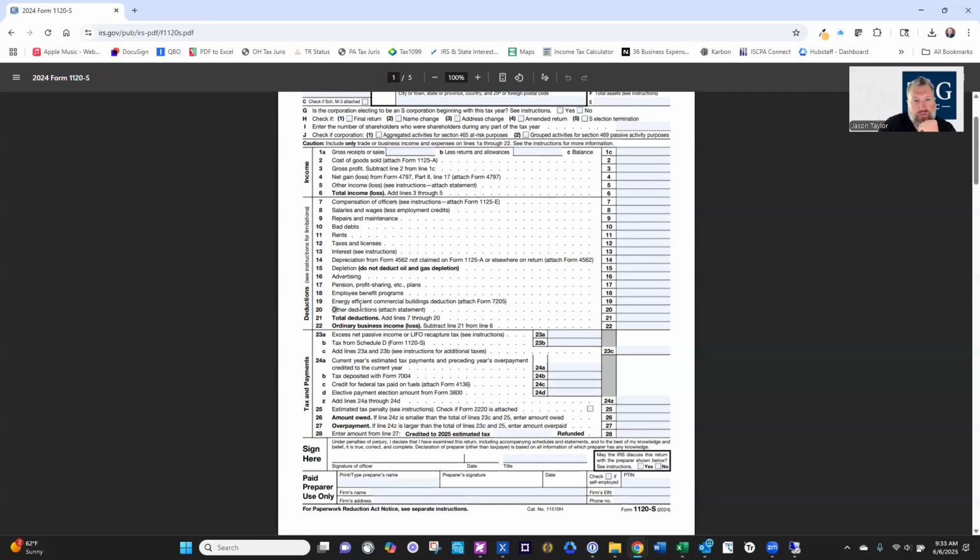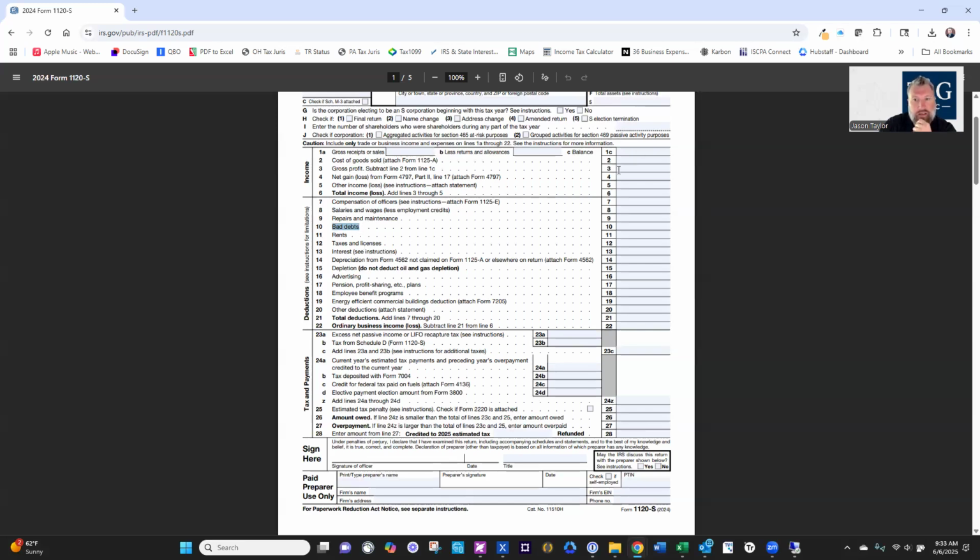And most of your expenses are going to fall into this other deductions line. But as the owner of the S corporation, your W-2 wages are going to go right there. If you have any traditional employees, it goes there. And we've got repairs, bad debts. Most small businesses don't report bad debts because we are cash basis. Typically, small businesses are cash basis taxpayers, so that usually doesn't show up.